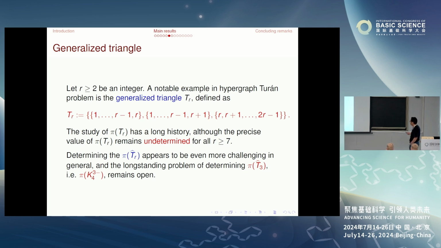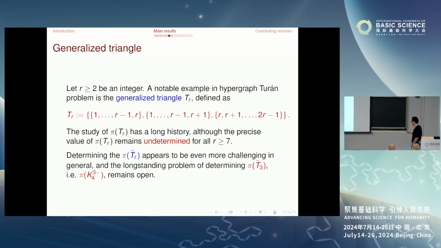It's an r-graph with 2r minus 1 vertices and 3 edges. The first one is {1, 2, ..., r}, then {1, 2, ..., r minus 2, r minus 1...}, and the last edge is {r plus 1, ..., 2r minus 1}. Okay. This is a generalized triangle.